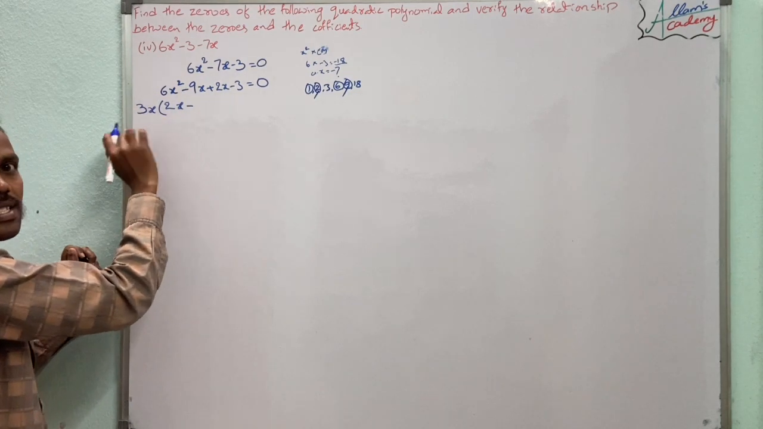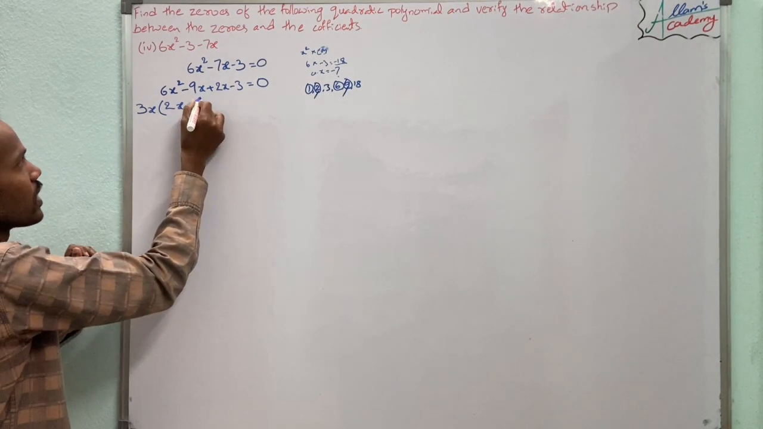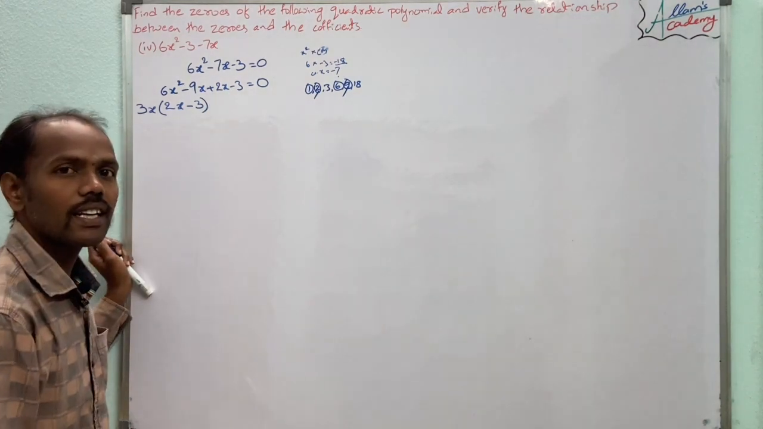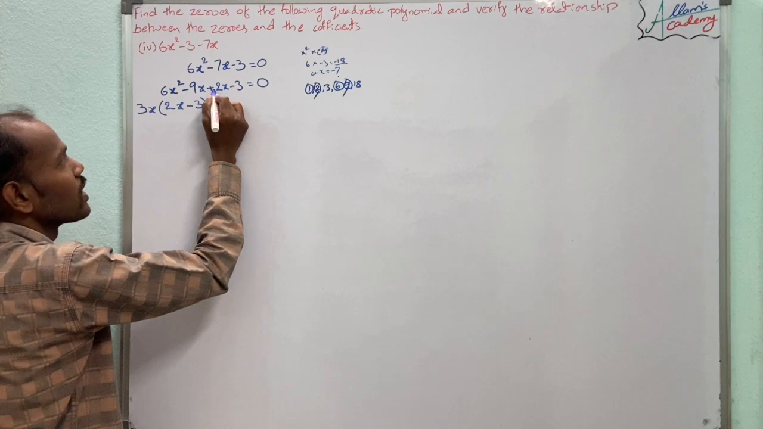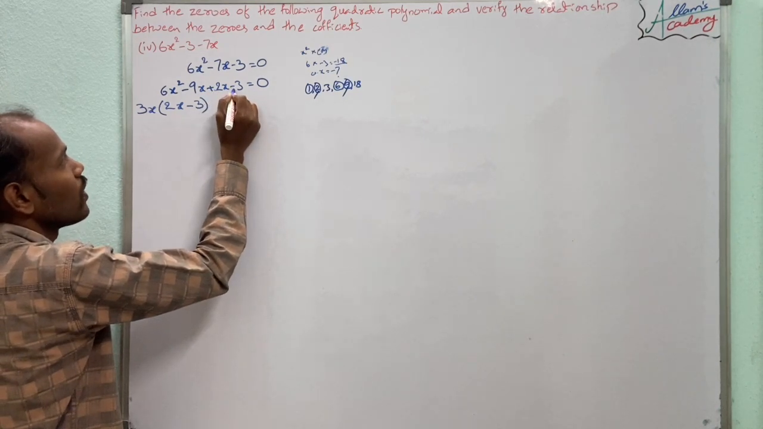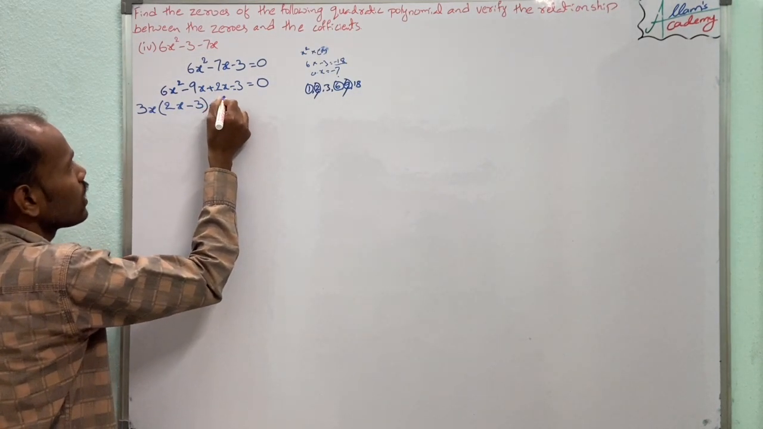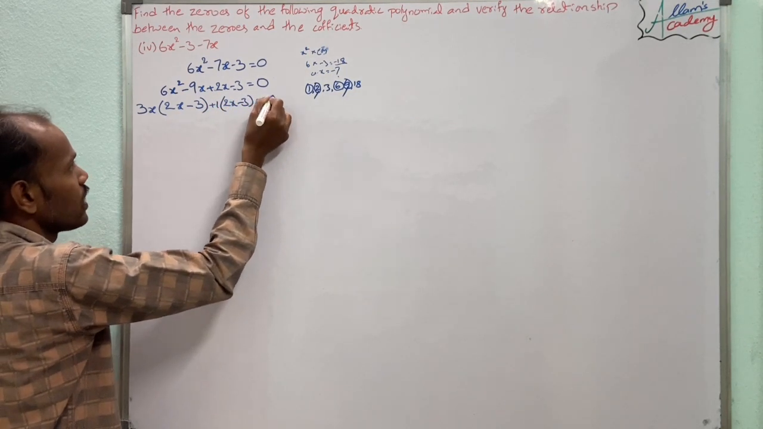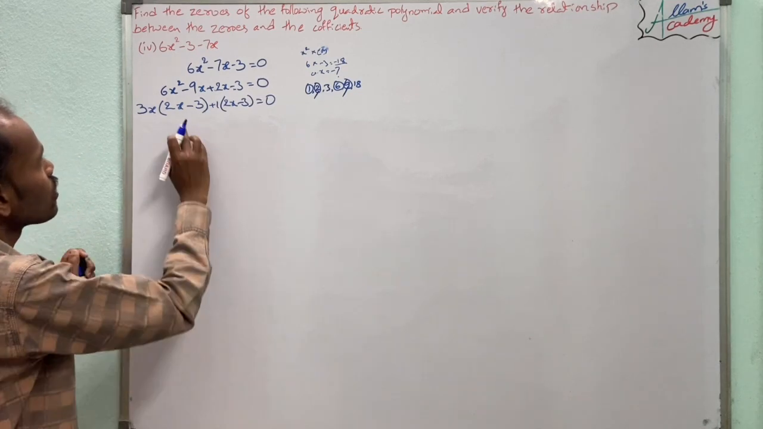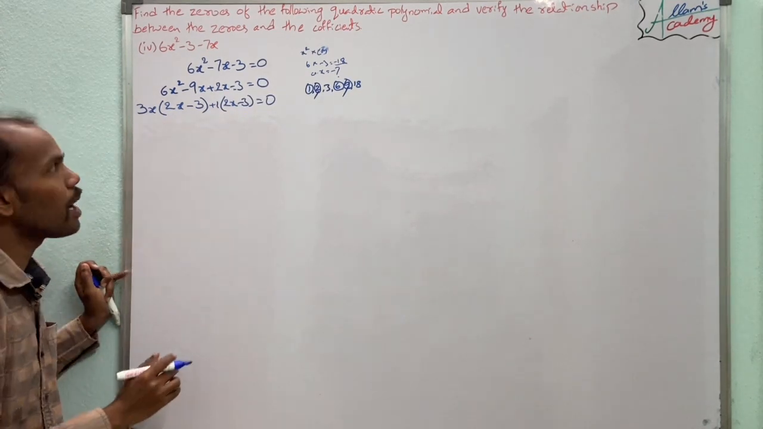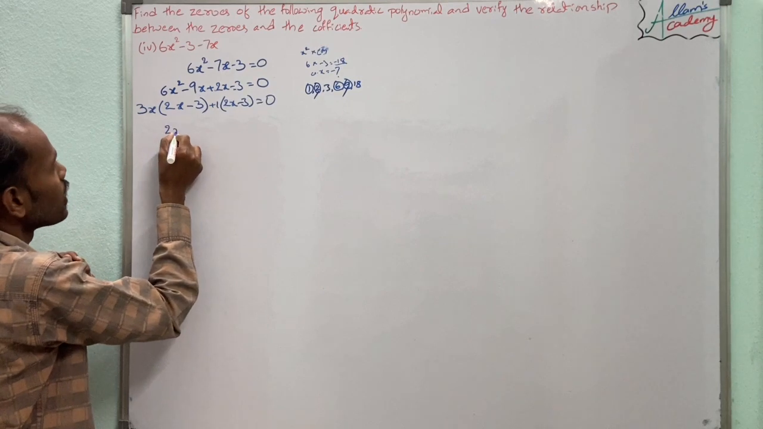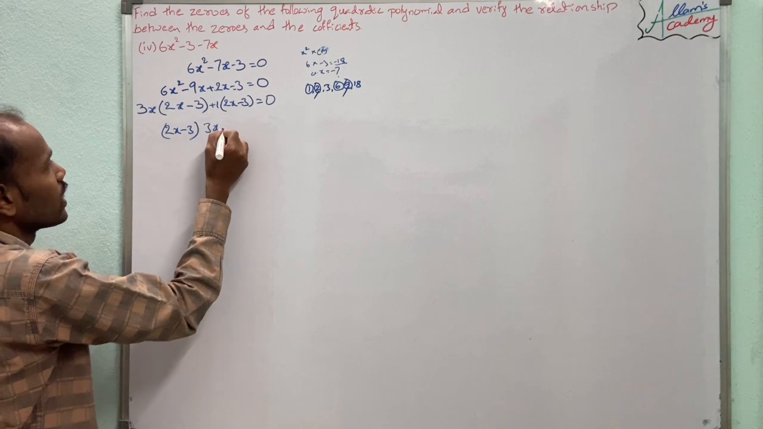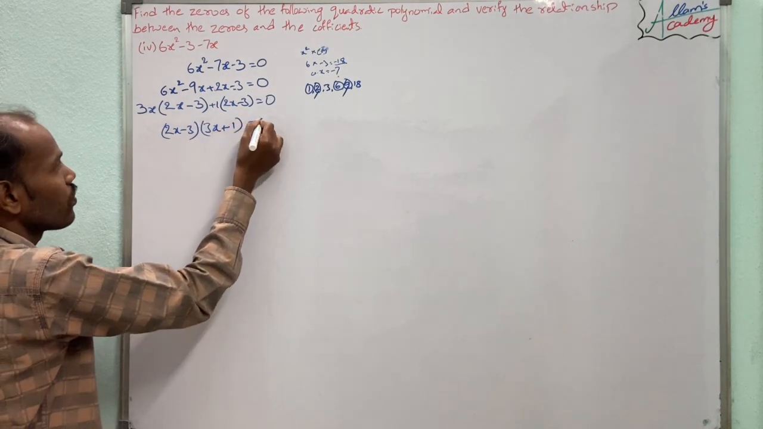Next, in 9x, since 3x has already come outside, 3 remains. Now in 2x minus 3, no number is common, so the common coefficient is just 1, and we write plus 1 times the same 2x minus 3. Now in both terms 2x minus 3 is common. Taking 2x minus 3 common, 3x and 1 are left. These are the factors.